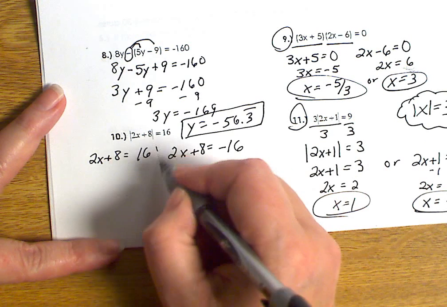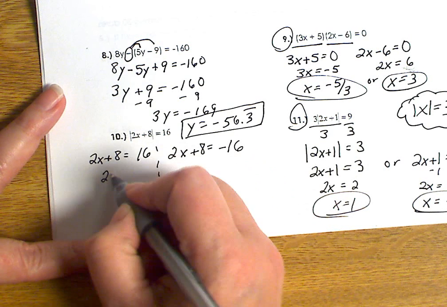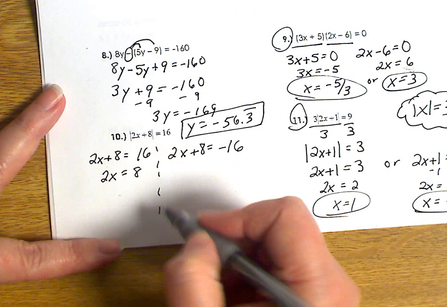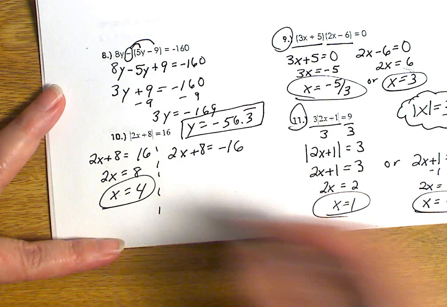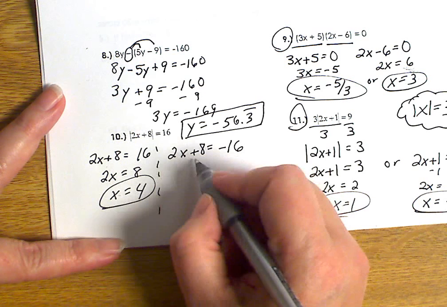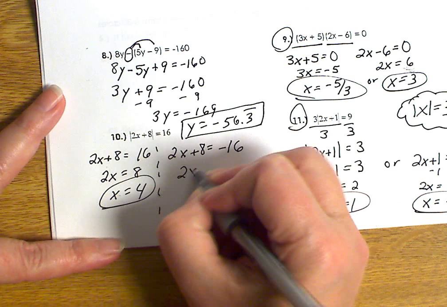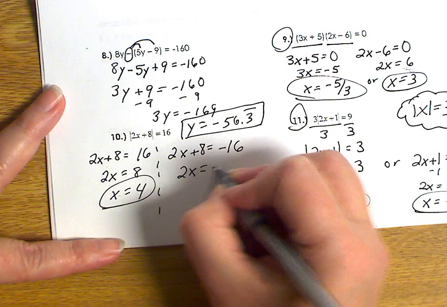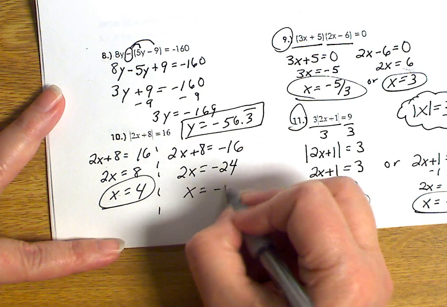Then you want to solve them out separately. So you're going to subtract the 8. So you have 2x is equal to 8. Divide by 2, x is equal to 4. Other side, we're subtracting the 8. So negative 16 minus 8 gives me negative 24. Divide by my 2, x is equal to a negative 12.